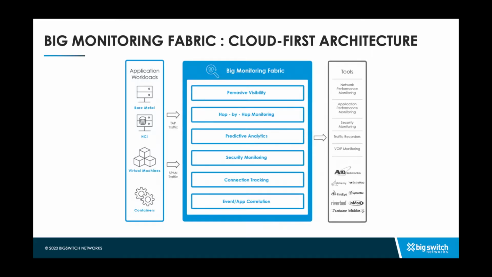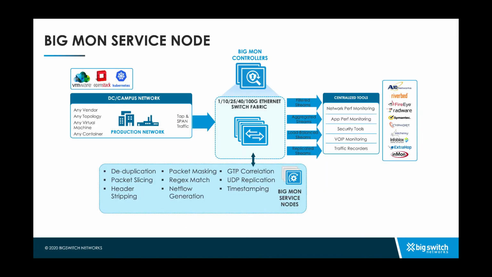Big Monitoring Fabric, or Big Mon, is architected for hybrid cloud visibility and security, delivering cloud-style monitoring as a service. It enables IT operators to pervasively monitor all application traffic by gaining complete visibility into the physical, virtual, and cloud environments. One of the components of Big Mon is the Big Mon Service Node.